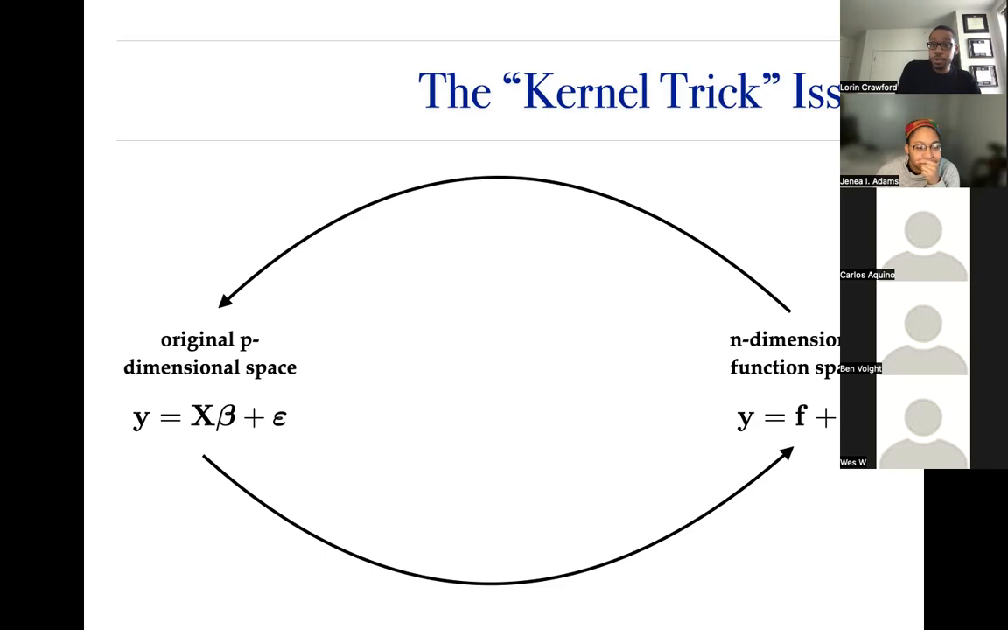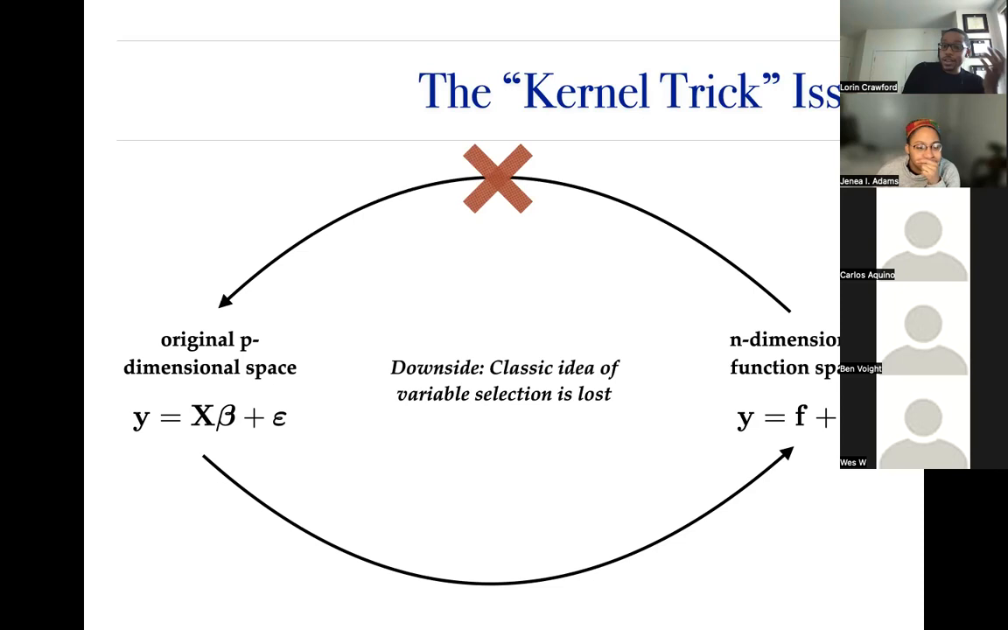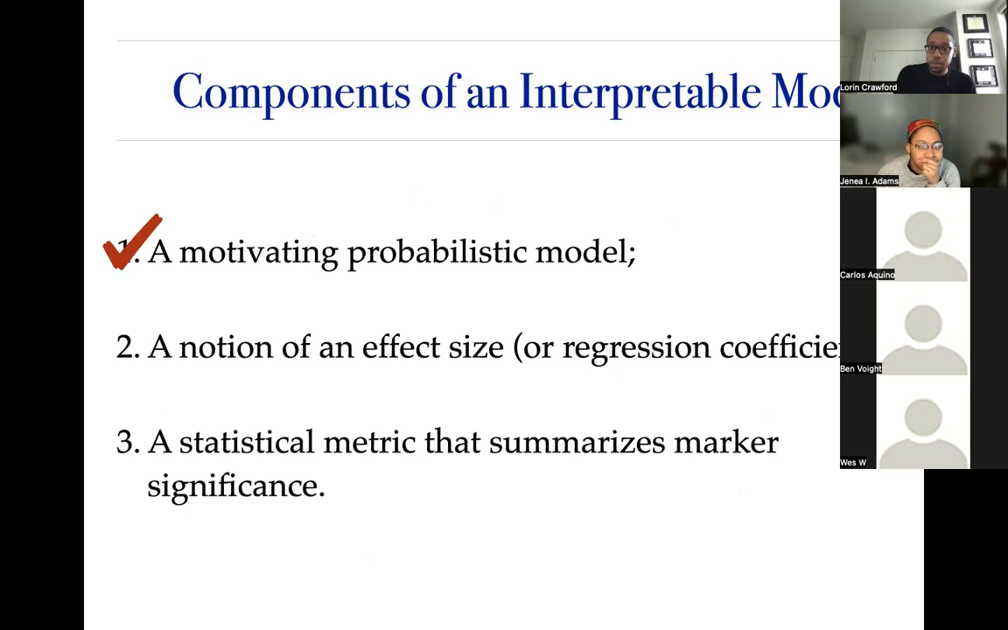And so, from the classic example, the classic idea of variable selection is lost once I make this transformation. So I have a GP, I have a motivating probabilistic model. But the second step is how do I get in the notion of effect size once I fit this GP model to my genotypic data.